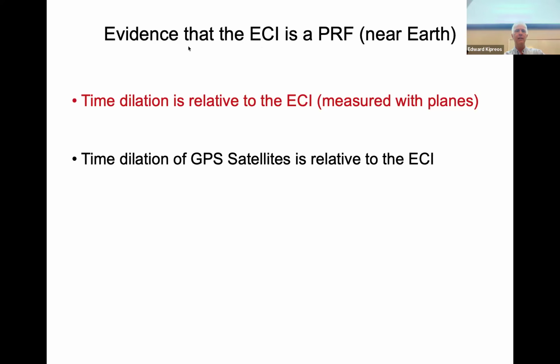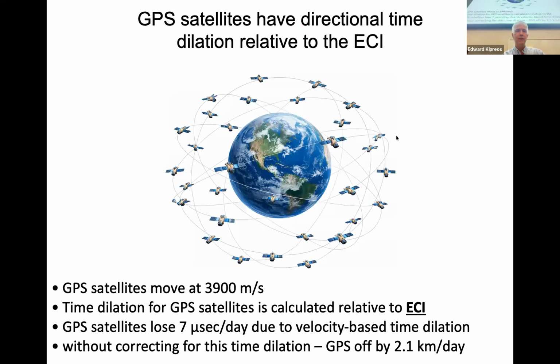Okay, and then another evidence that the ECI is a preferred reference frame is that time dilation of GPS satellites is calculated relative to the ECI. So these GPS satellites are moving at 3,900 meters per second, and you can calculate based on that speed relative to the ECI, and not relative to the rotating Earth, that they're going to lose 7 microseconds per day due to this velocity-based time dilation. And without correcting for this time dilation due to velocity, GPS will be off by 2.1 kilometers per day. So every day it'd be off by 2.1 kilometers, and it wouldn't work.